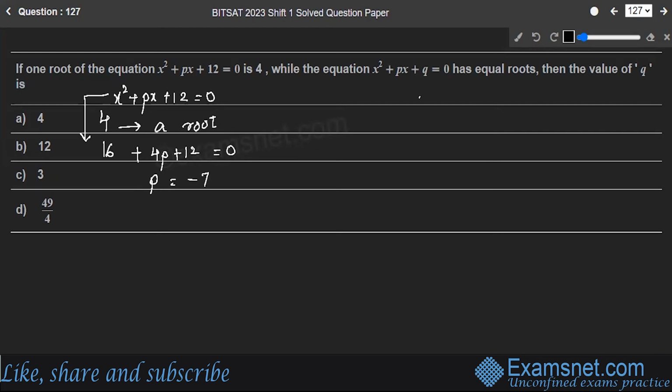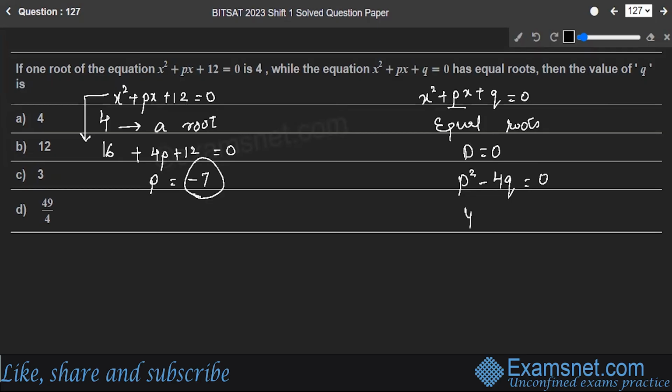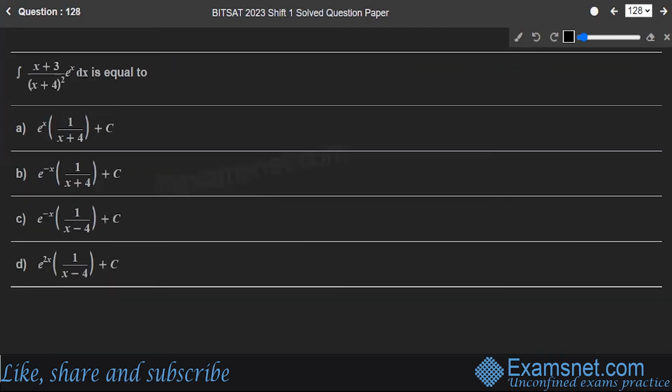Now you are given that x^2 + px + q = 0 has equal roots. You know, for equal roots, the discriminant should be equal to 0. So discriminant is b^2 minus 4ac, and this should be equal to 0. You already have p as minus 7, so this gives me 49 minus 4q = 0, q = 49/4. Now what you had to find out? I need to find out the value of q. We have option D as the right answer. Hope you got that. Next is question number 128.